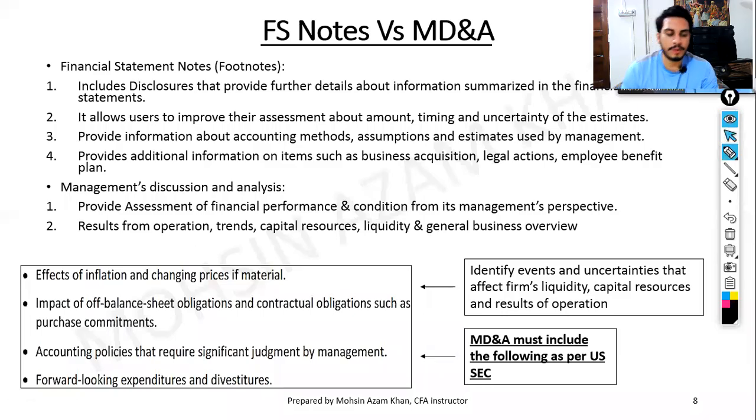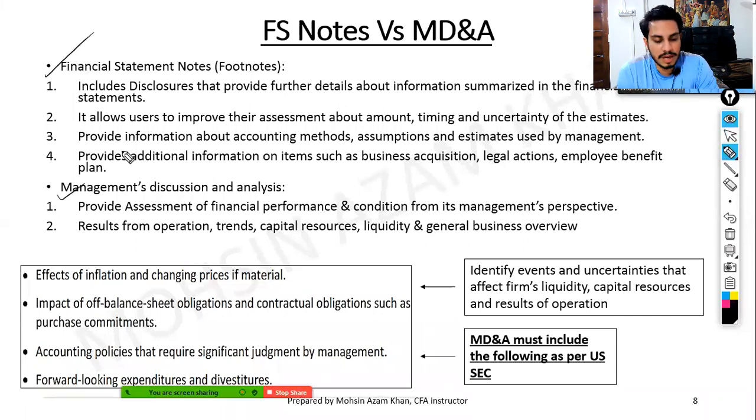So just going through the brief, there are two things: financial statement notes and management discussion and analysis. You, as an analyst, must be sure what the difference is between them and what things you can look up in the notes and in the management discussion and analysis. Number one, footnotes.